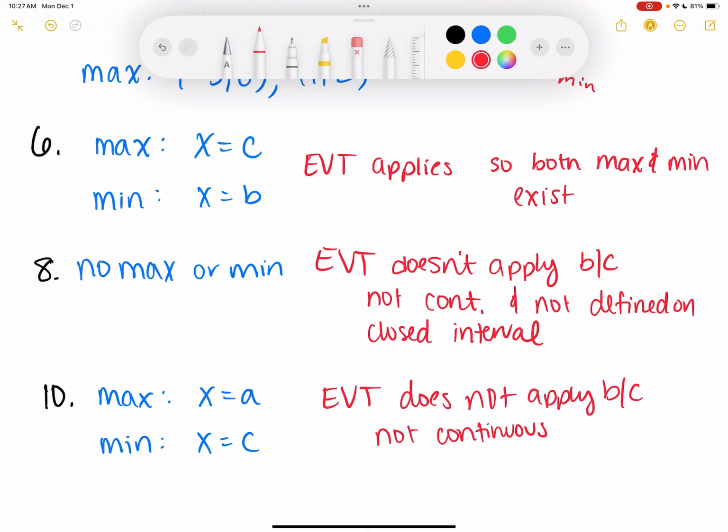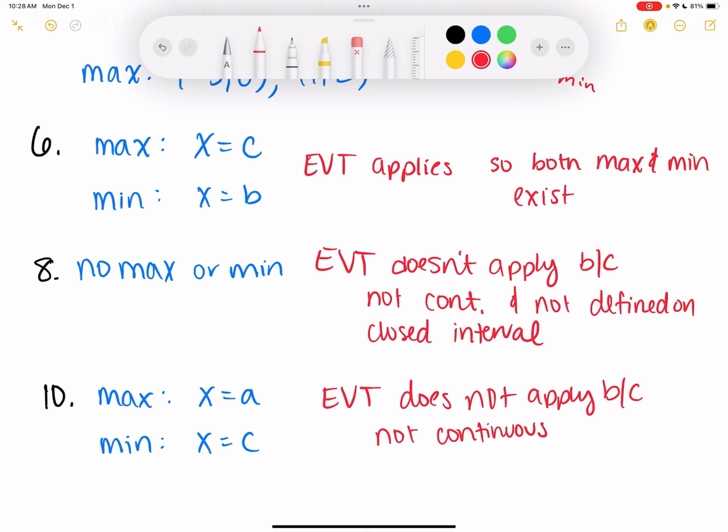All right. So getting into some of the actual problems here. Use analytic methods to find the extreme values of the function, aka max and min, on the interval and where they occur. Identify any critical points that are not stationary points.